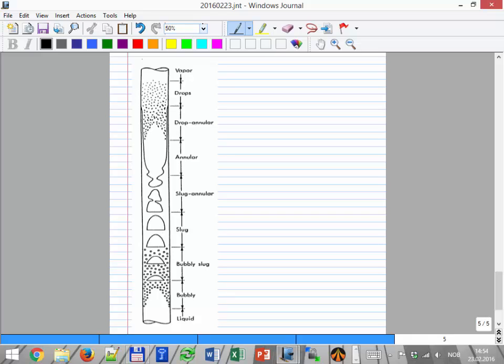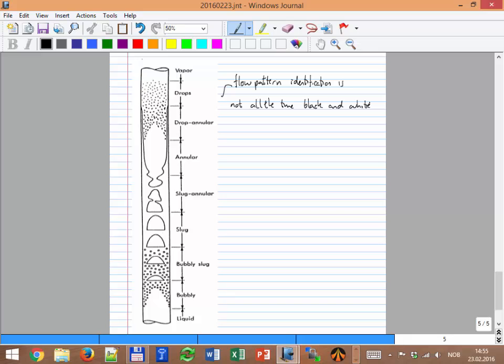And of course, sometimes it's very difficult to identify the flow pattern. Sometimes it's very clear, and you can say, oh, that's clearly a slug flow. But sometimes it's difficult to say exactly what kind of flow pattern it is. So flow pattern identification is not always black and white. It depends also a bit on the observer and what you see in the flow pattern.